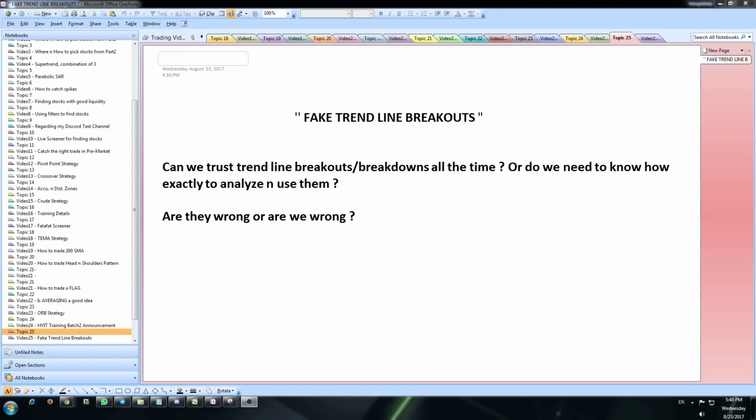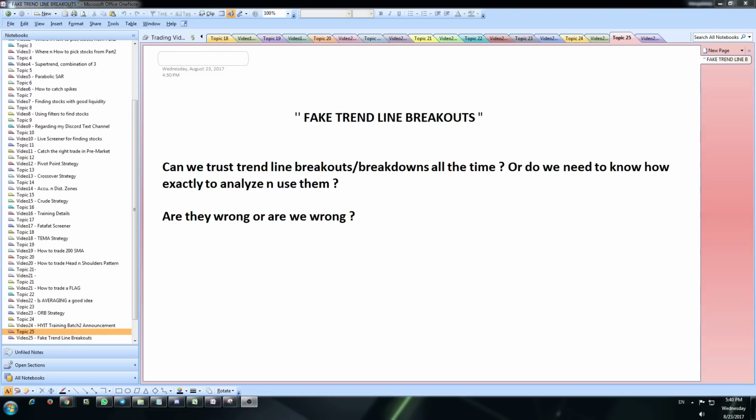Now, coming to the trends, how do we know if the trend is an uptrend or downtrend? In an uptrend we have higher highs and higher lows, but the trend line should be drawn joining the higher lows. Similarly, in a downtrend we have lower lows and lower highs, but the trend line should be drawn joining the lower highs.